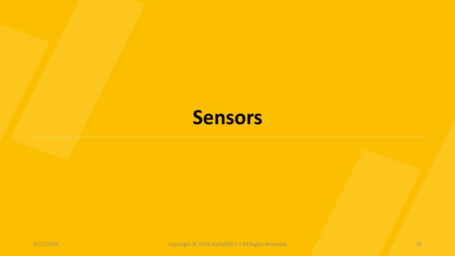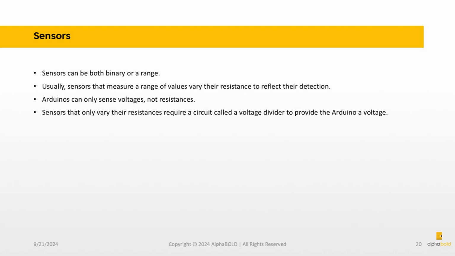Sensors. Sensors can be both binary or a range. Usually, sensors that measure a range of values vary their resistance to reflect their detection. Arduinos can only sense voltages, not resistances. Sensors that only vary their resistances require a circuit called a voltage divider to provide the Arduino a voltage.